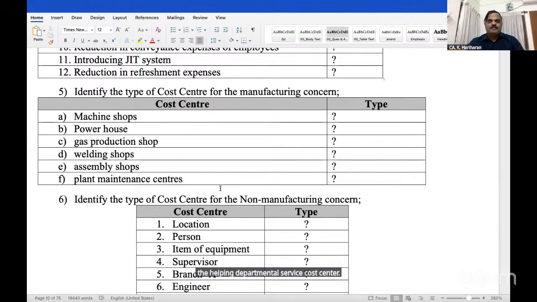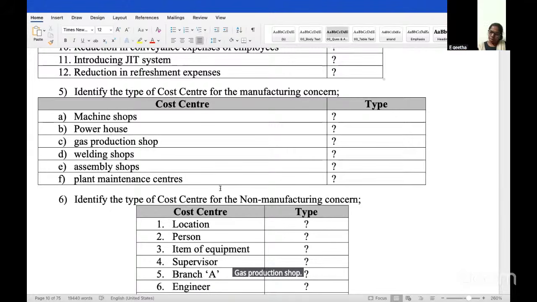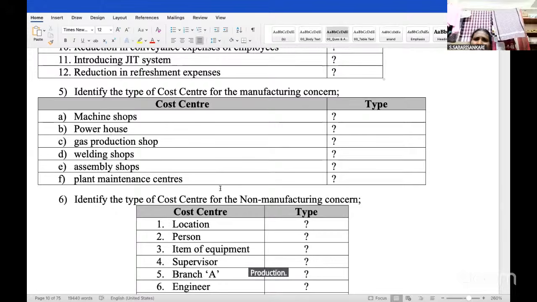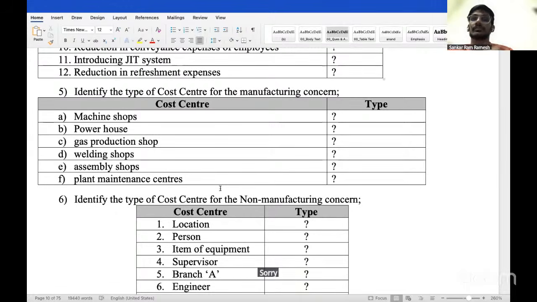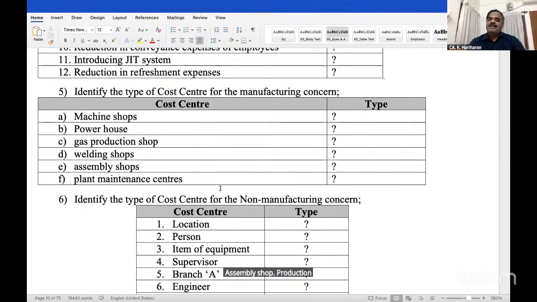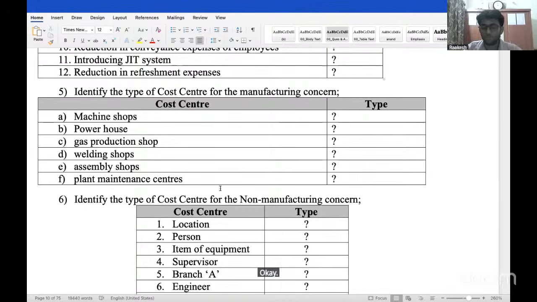Gas production shop: production cost center. Welding shop: production cost center. Assembly shop: production cost center, because assembly is part of production. Plant maintenance center: service cost center.